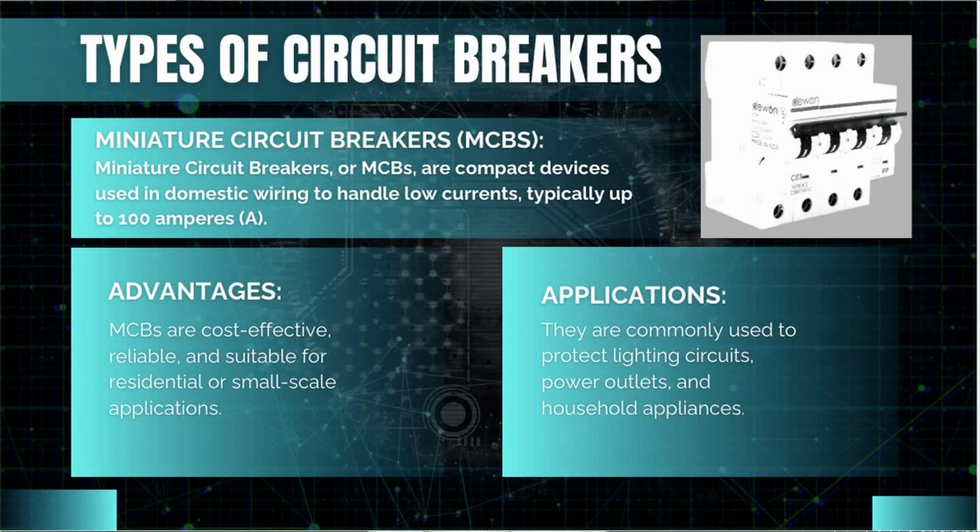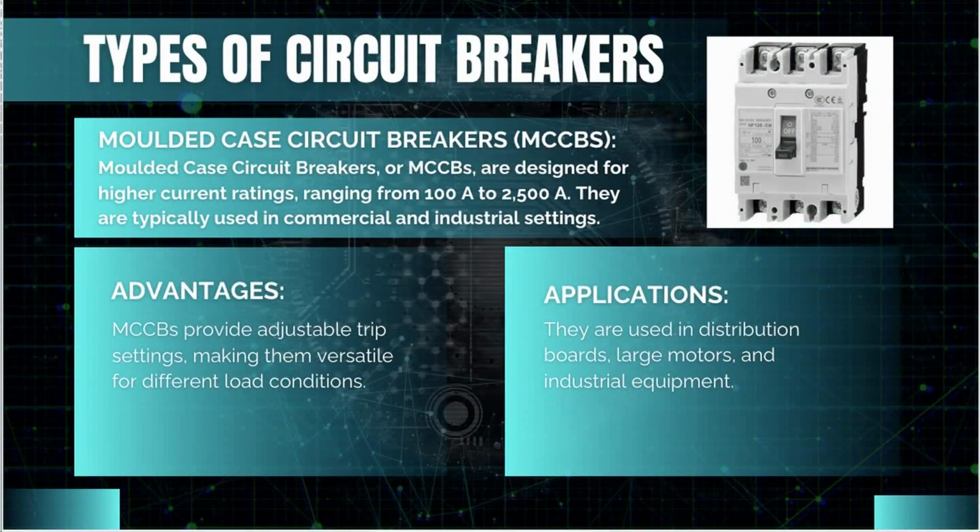Advantages: MCBs are cost-effective, reliable, and suitable for residential or small-scale applications. Applications: they are commonly used to protect lighting circuits, power outlets, and household appliances. Molded case circuit breakers or MCCBs. Molded case circuit breakers or MCCBs are designed for higher current ratings ranging from 100 ampere to about 2500 ampere.